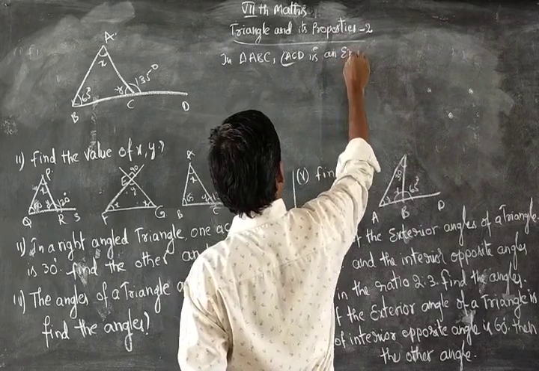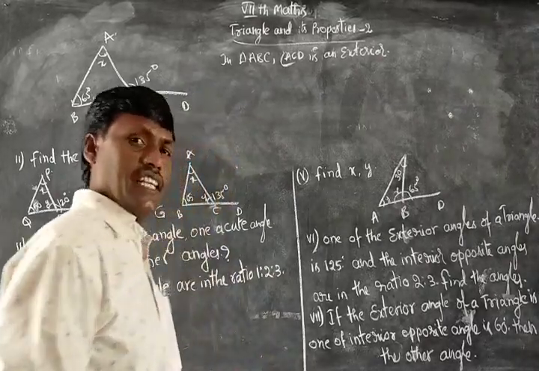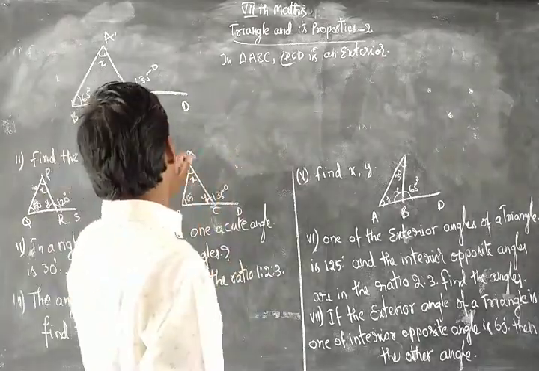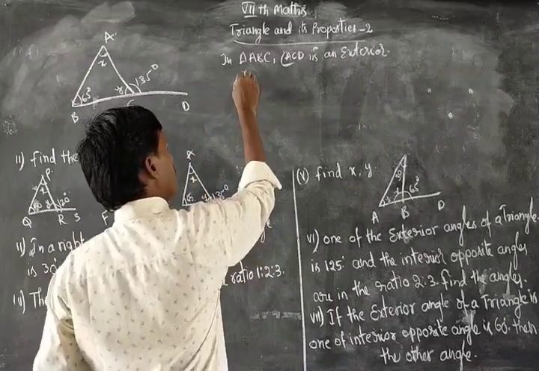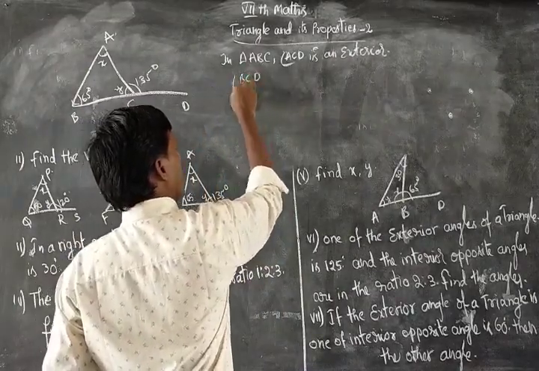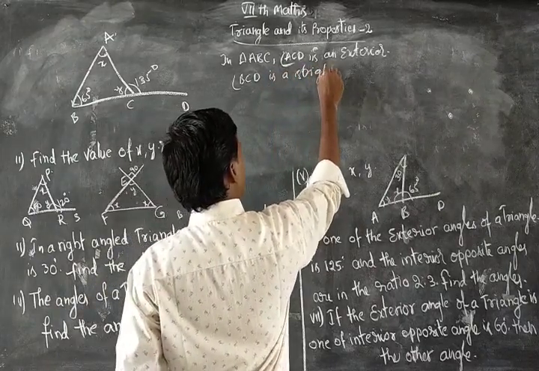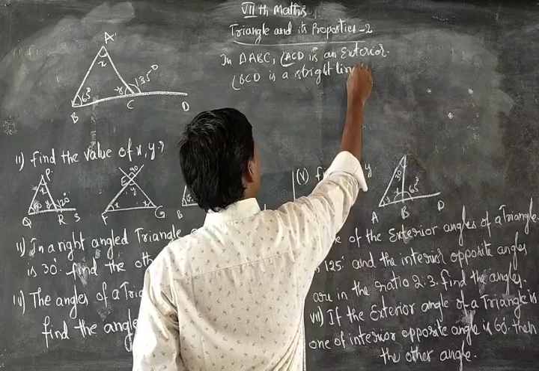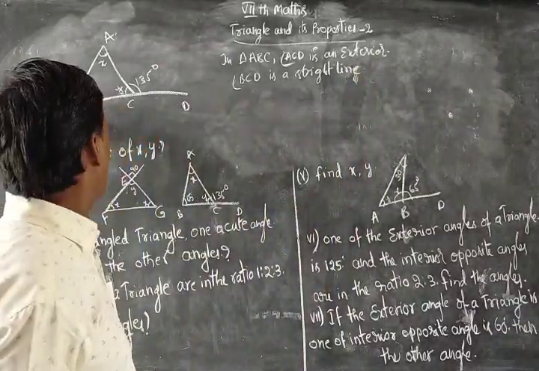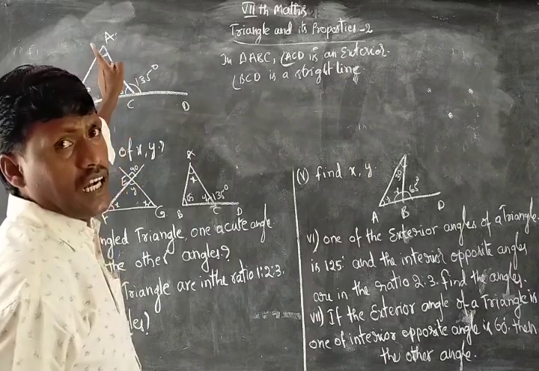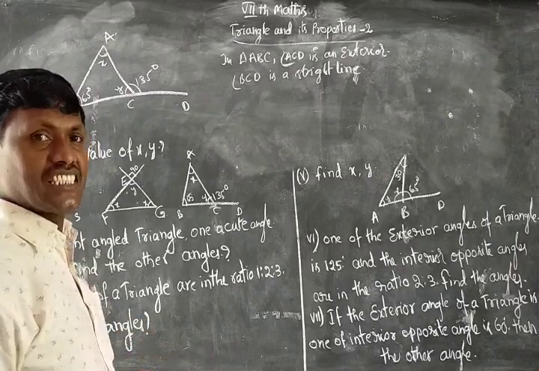Angle ACD is an exterior angle. BCD is a straight line, so angle BCD is a straight line. So we can apply the linear pair here. It forms angle BCA and angle ACD, two adjacent angles.